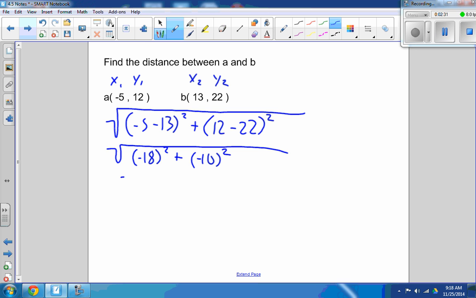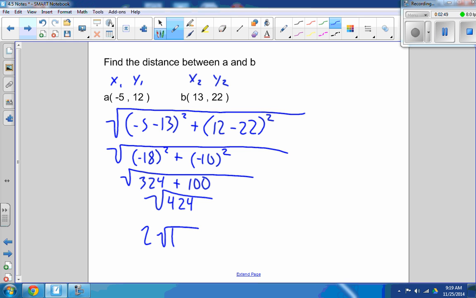Remember, when you square any numbers, the negatives go away. So negative 18 times negative 18, we end up with 324 plus 100. So we get the square root of 424. If I take a 4 out, I get 2 square root of 106. So that's how we apply the Pythagorean theorem using the distance formula.